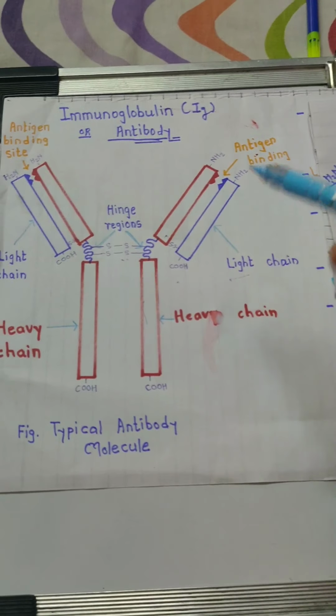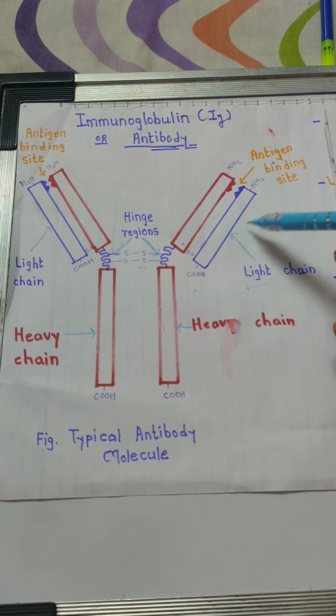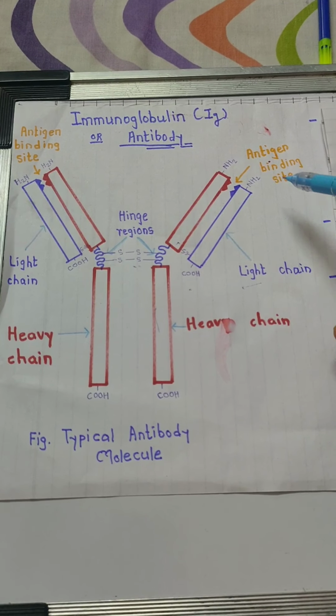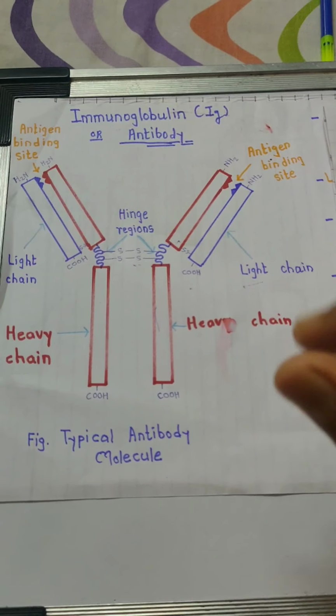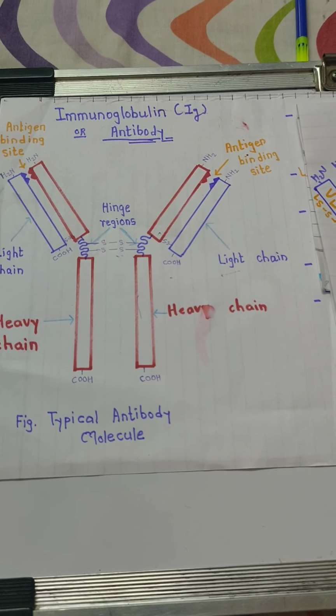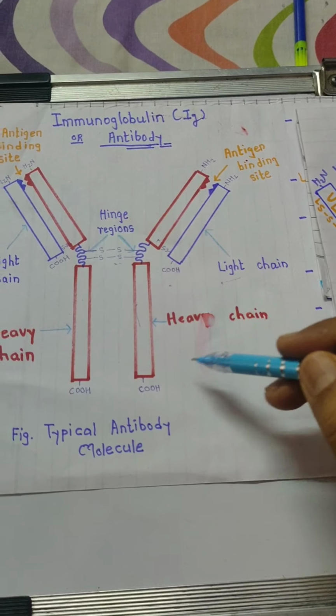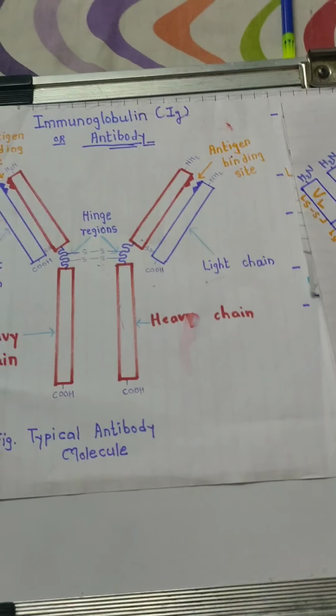Here this portion is known as the antigen binding site. Both the light chain and heavy chains are involved. They work together and form the antigen binding site, while the tail region is made up of only heavy chain.